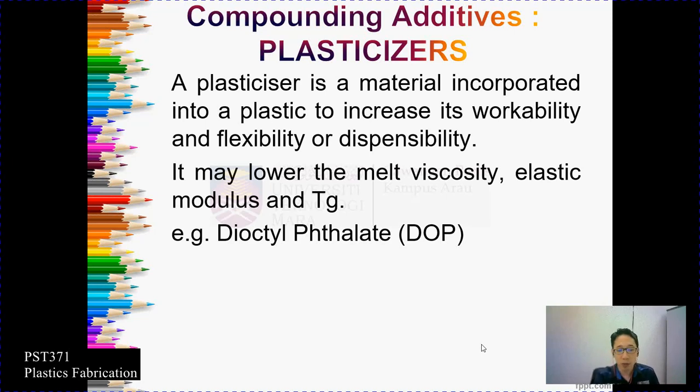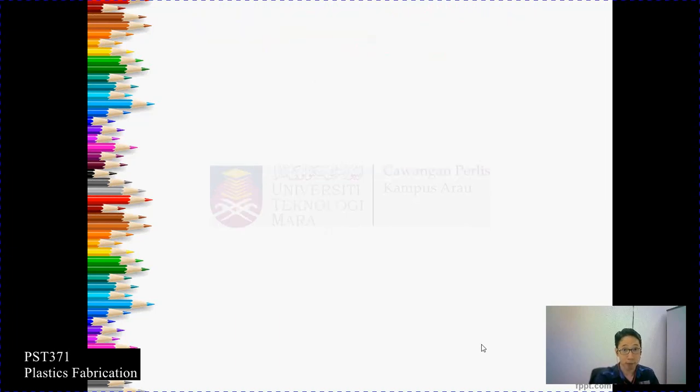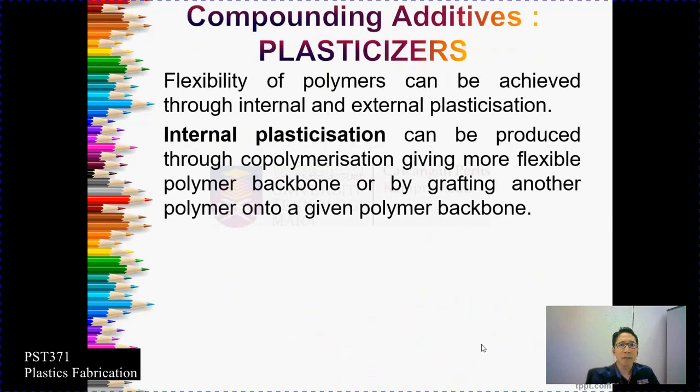So you need to take precaution during the addition of the plasticizer, because an excessive amount of plasticizer might result in being unable to produce a final product with certain equipment. Okay. The flexibility of a polymer can be achieved through internal and external plasticization. I did mention PVC just now: PVC pipes and PVC belting or PVC packaging.